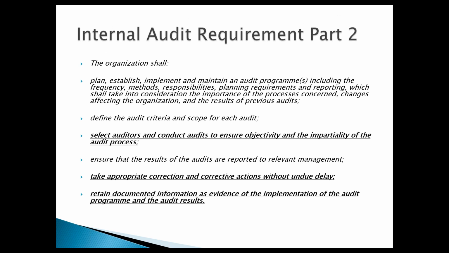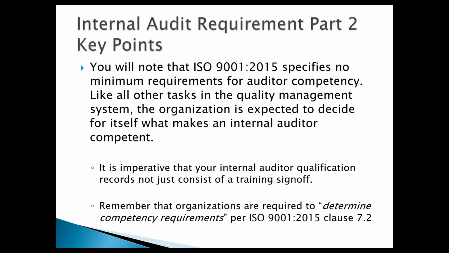The second part of the internal audit requirement, a couple of things that are in play here. You need to plan your audit program in a particular fashion. You need to define scope and criteria. You need to ensure that auditors are objective and impartial. You need to make sure that results of the audit are reported to management. You need to take appropriate correction and corrective action without undue delay. And again, you need to have audits that are on the record, retained, documented information. So let's look at some key focus items here.